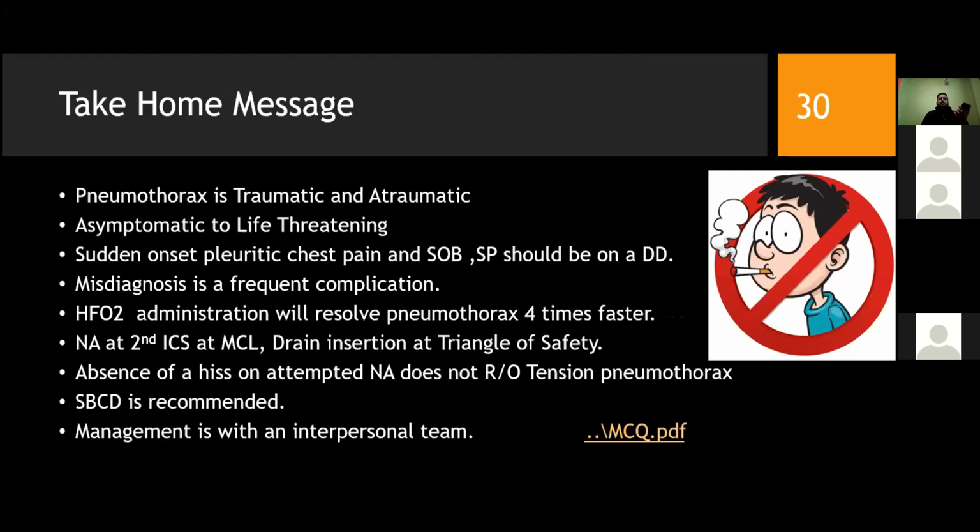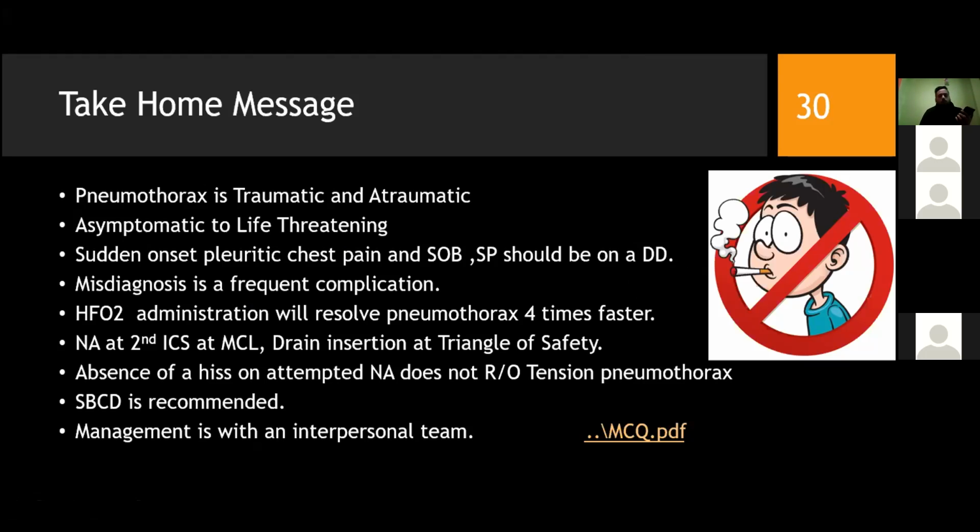And finally, these are my take-home messages. The highlight is to encourage avoiding smoking. Pneumothorax can basically be traumatic and atraumatic. It can range from symptomatic to life-threatening, with sudden onset of pleuritic chest pain and shortness of breath. Spontaneous pneumothorax should always be in the differential diagnosis. Misdiagnosis is a frequent complication in the emergency department. We may not think that it may be a pneumothorax; we think more about cardiac causes.